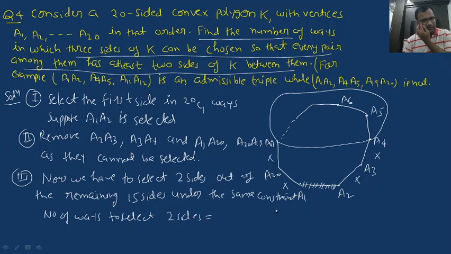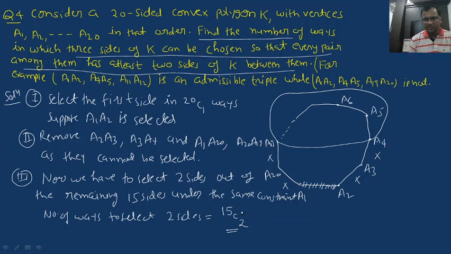equals what? First, I am going to select two sides out of the remaining 15 sides with no restriction. If we select two sides out of the remaining 15 with no restriction, then the number of ways is clearly 15C2. But in this counting, there is a case when both selected sides are consecutive, and there is one more case when there is exactly one side of K between the two selected sides. So we have to subtract these two cases from this counting.